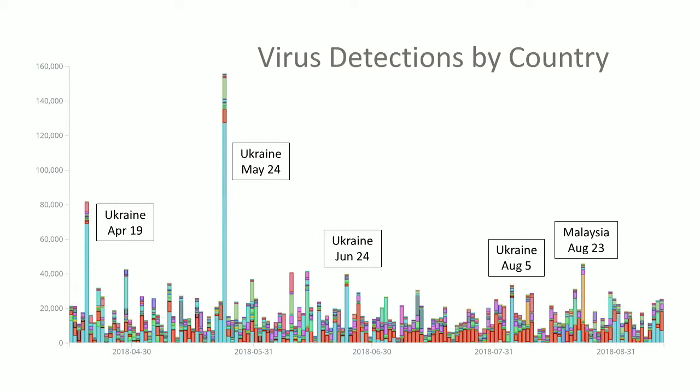Here's viruses, and the thing to notice here is that I should write a paper just on the connection between viruses and Ukraine. You can see 4 of the 5 top spikes this year, and we have some visibility in every country. So the kind of cross-country correlation that I do at Comodo is quite effective. But in particular, Ukraine has a terrible problem.